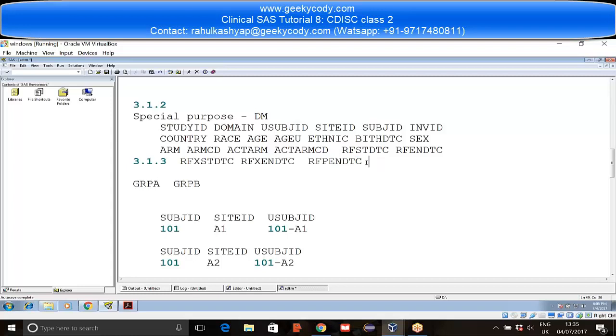And also, if the subject died, then we'll have one variable, death date. Always remember, dates always end with C. See, birth date BRTHDTC, reference start date, end date here. See, this C represents the character variable. That means mostly dates will be in character form.